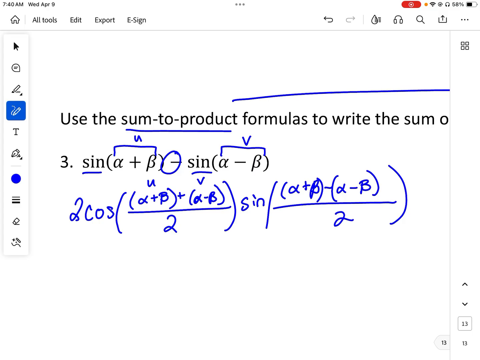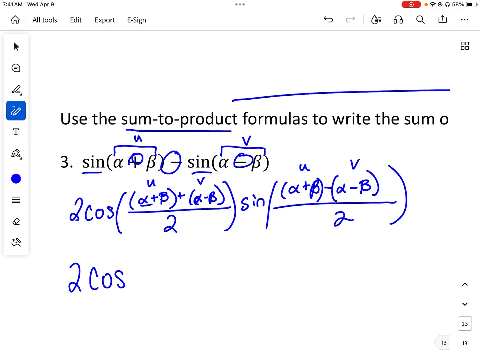All right, this is u plus v. So look at the formula chart. It says 2 cosine u plus v over 2, okay, we did that correct, and then sine u minus v over 2. So this is u, this is v. You've got to pay attention to the signs because they look the same. We've just got to make sure that we pay attention to that.